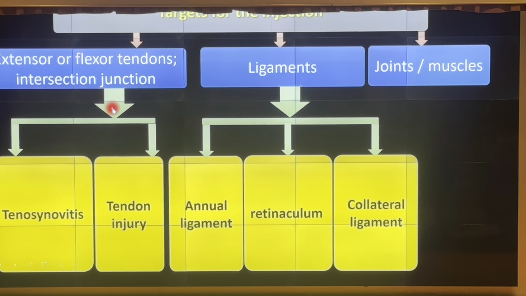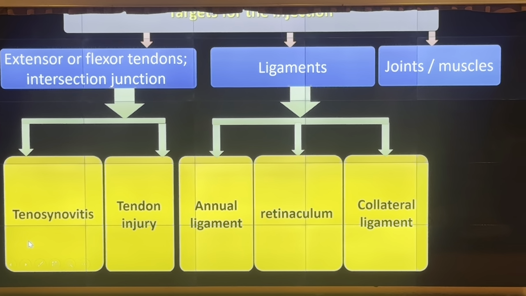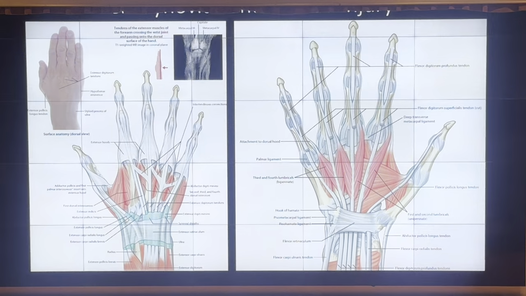So separate each. For example, for the tendon you will decide where is the tendon injury and where is the tenosynovitis, and then you can choose to use the steroid or the dextrose or even PRP. But for the ligaments, we easily neglect the annular ligament and the surrounding tissue, the retinaculum. So I will give a quick talk on the many structures.